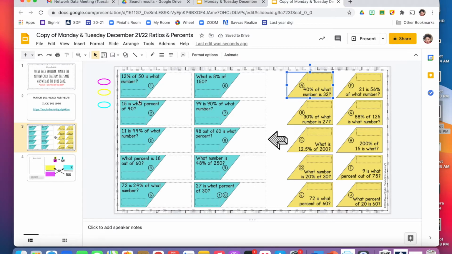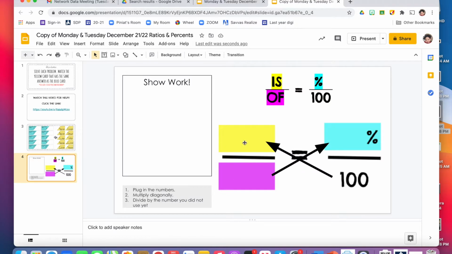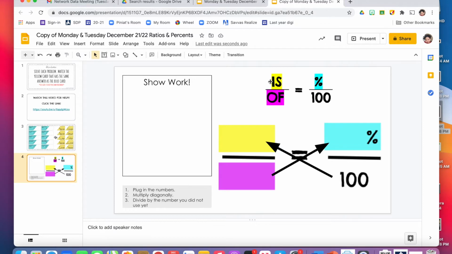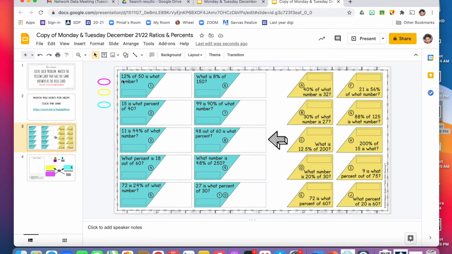We're going to do a couple of these together, and I'm going to show you that on the fourth page, you can actually show your work. It's going to have a space there for you to do each problem. So the first one says 12% of 50 is what number? Is is yellow, of is purple, and blue is percent. So we're going to drag these little circles to 12% of 50 is what number?